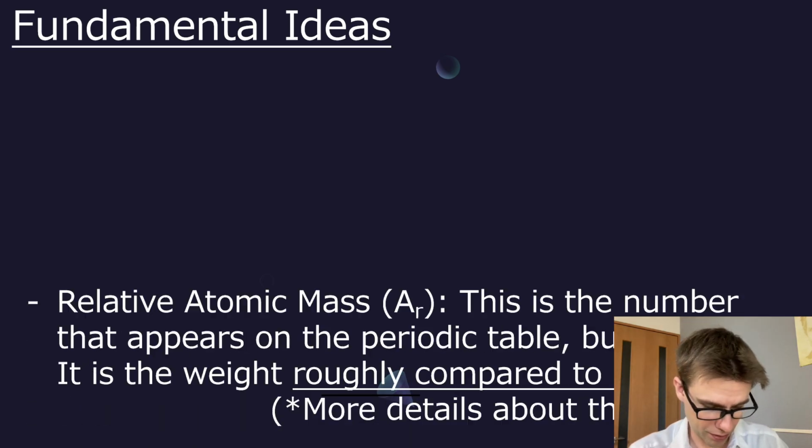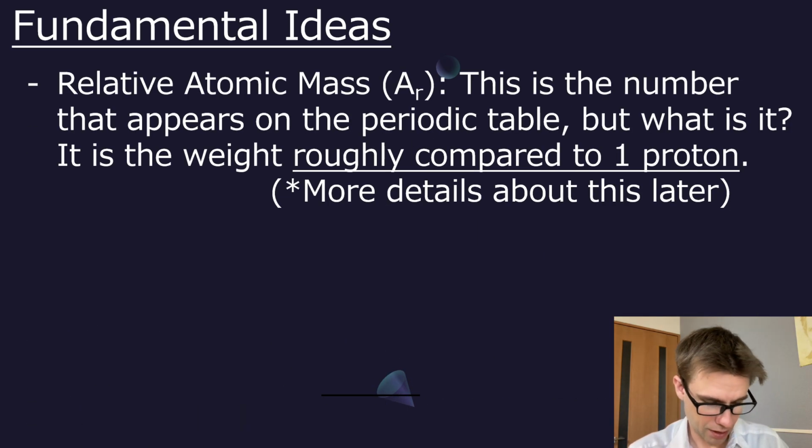So some fundamental ideas. Relative atomic mass, as I mentioned, A subscript R. This is the number that appears on a periodic table for a particular element. What is it? It's the weight roughly compared to 1 proton. We've seen that 1 proton is about 1 atomic mass unit, 1 AMU. And so we compare all the other elements to that.